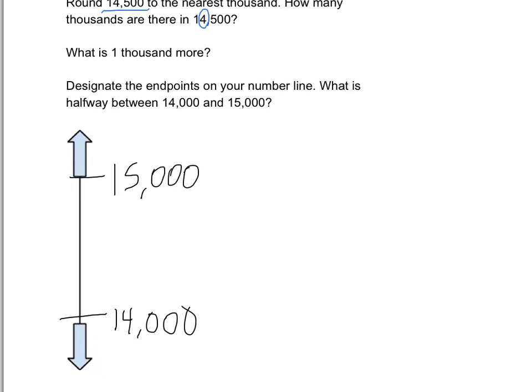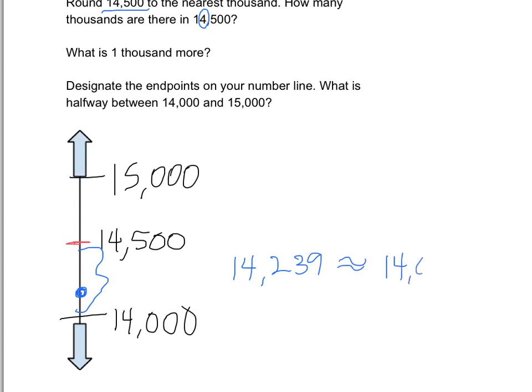And then we always want them to find the halfway point. The halfway point will help them know which way they should round the number. In this case, halfway between 14,000 and 15,000 is 14,500. And that's also the number that we're looking to round. So the rule for students is that if the number falls within this space, it's going to be rounded to 14,000. For example, if we had the number 14,239, we'd notice that it'd be about here on the number line. So we would say this number would round to 14,000.